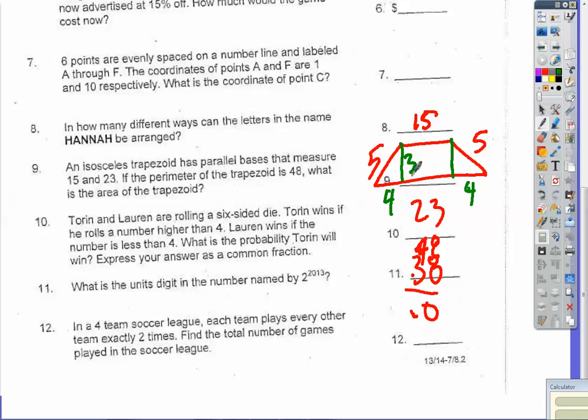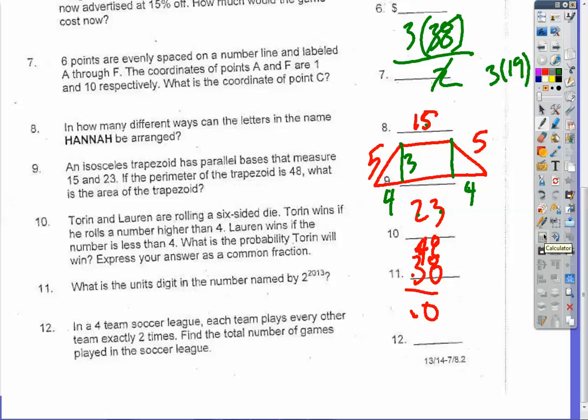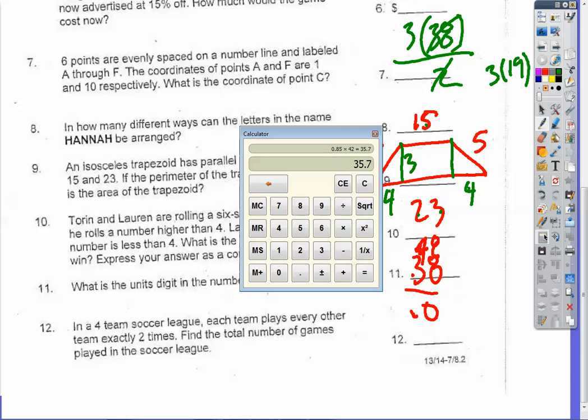Shocking, really. So the area of a trapezoid is the 2 bases added together, which is 38, times the height, which is 3, divided by 2. So I'm going to cancel that out first. 38 divided by 2 is going to be 19. So it's 3 times 19. Well, what is 3 times 19? The easiest thing to do is just to multiply it. So 3 times 9 is 27, carry the 2, so it's 57.